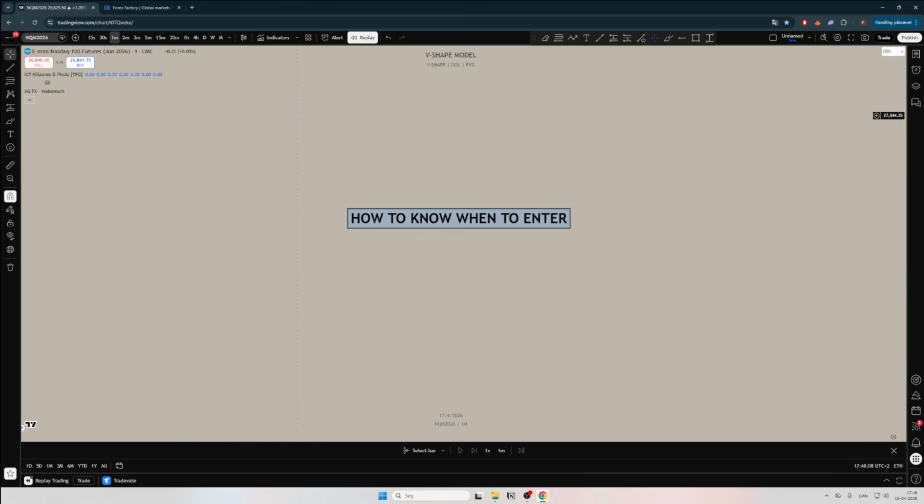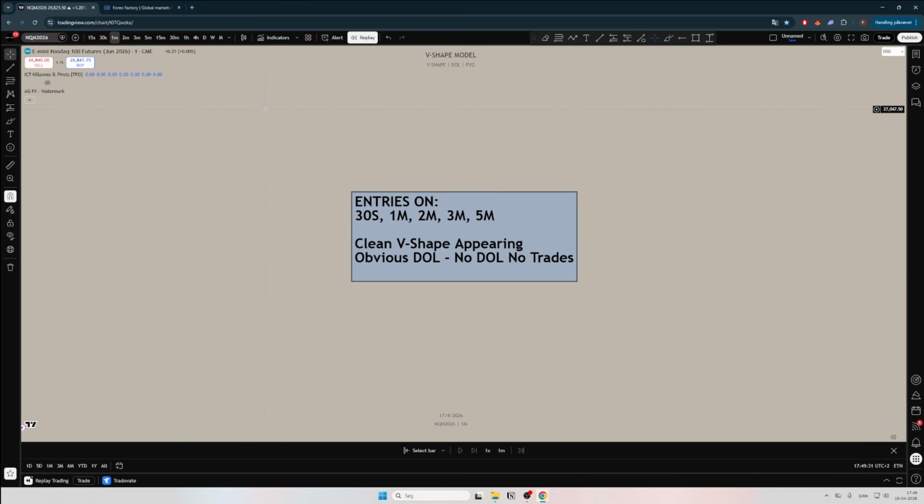How to know when to enter your trade. I only enter trades on the 30-second time frame, the 1 minute, the 2 minute, the 3 minute, and the 5 minute. Those are the only time frames I use for entries. And I only enter a trade when a clean V-shape is appearing, or when price is good. The most important thing for me in taking an entry and a trade is obvious drawn liquidity. If there's no clean drawn liquidity or all my drawn liquidity has already been taken out, I take no trades.